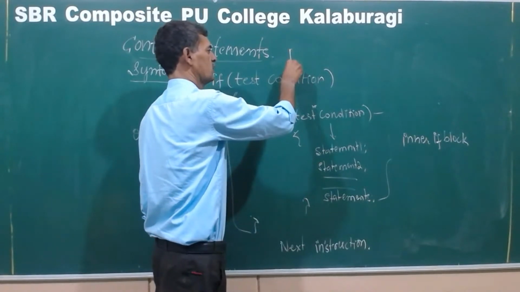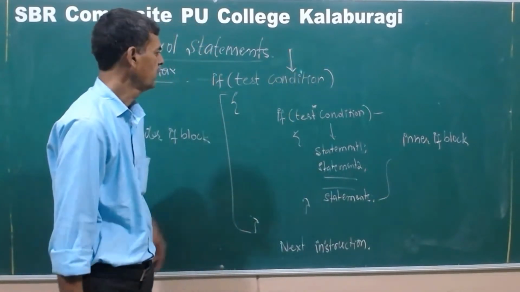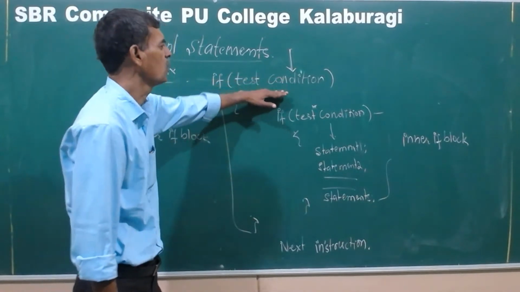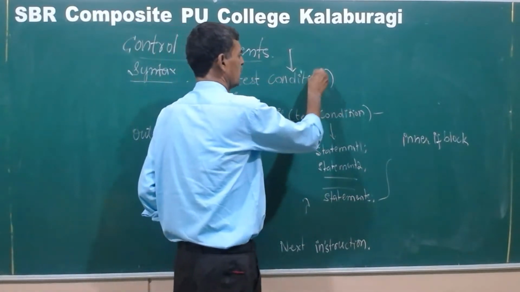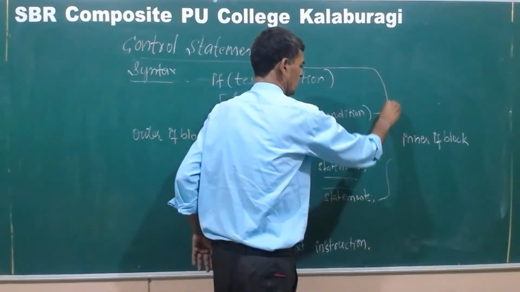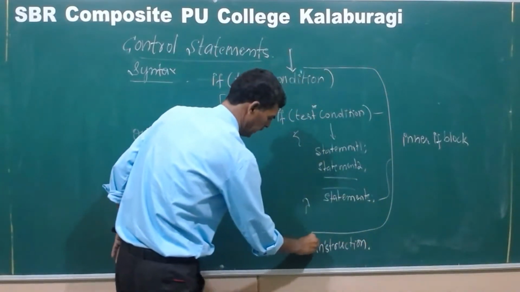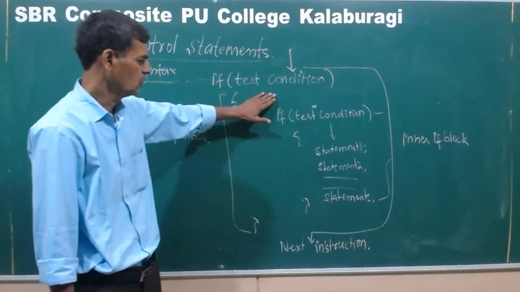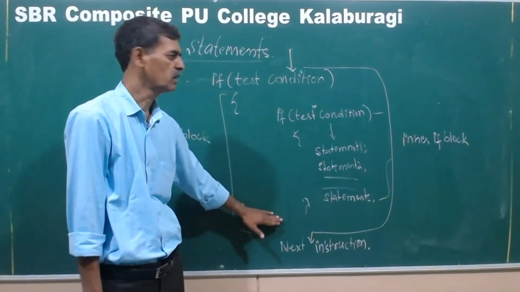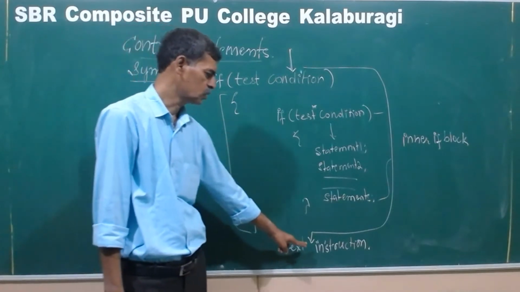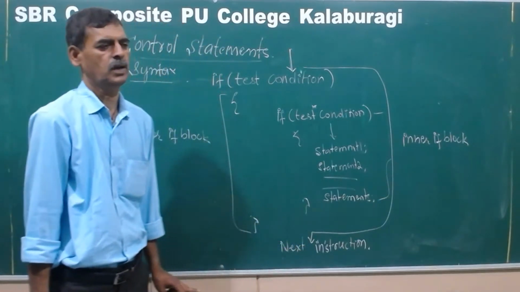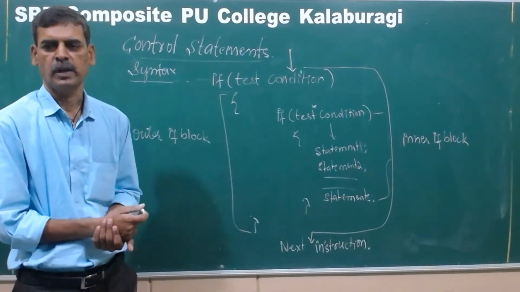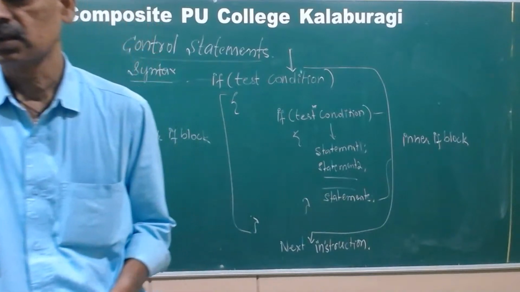When the control comes here, it will check the test condition. If the test condition is false, the whole block is neglected. Control goes out of the block, and these instructions are executed. Control neglects the whole if block. No statements in the if block are executed. It goes to the next part of the program. Okay, this is the syntax. Right? Okay, I'll draw the block diagram for this.